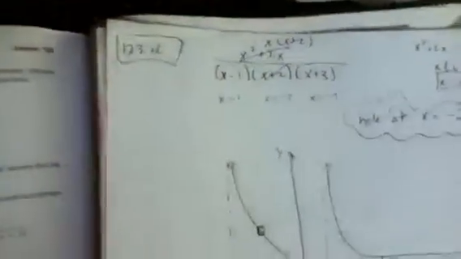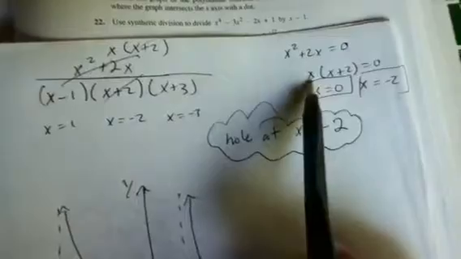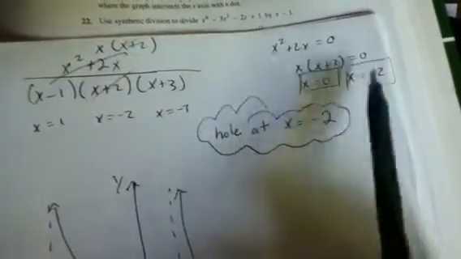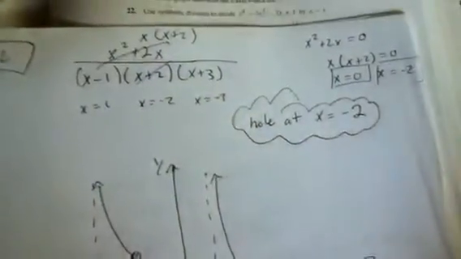Number 12. This one was interesting. I factored the top because we want to find out where the zeros are. So when I factored it, I got x times x plus 2. So I thought there were intercepts right there and there. But then when I looked, I was like, what? There's also an asymptote right there.